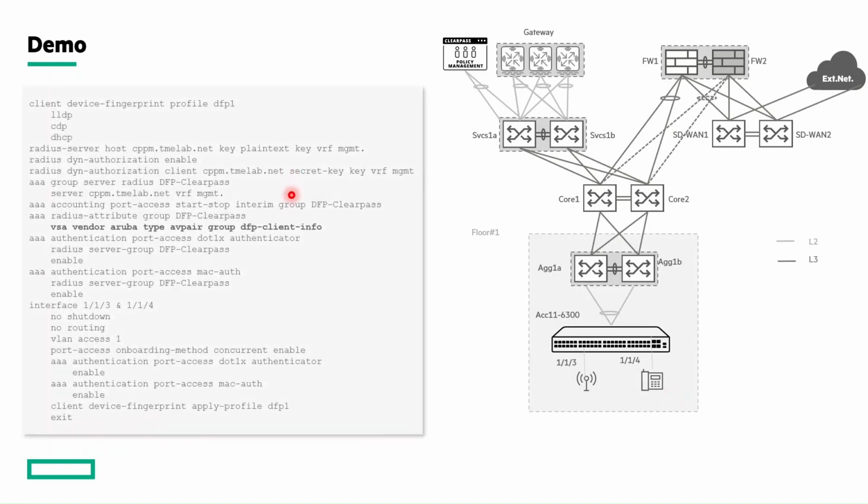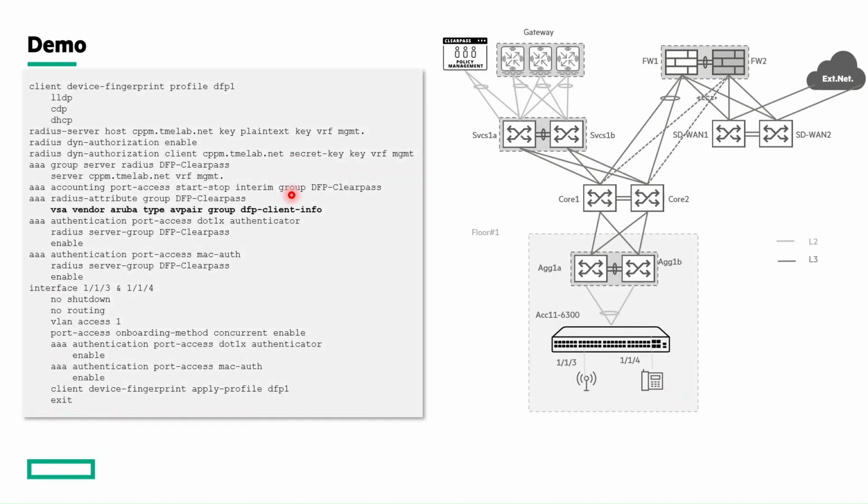So here is the simplified configuration required for this demo. I have created a device fingerprint profile, and this profile will be able to gather the DFP data from LLDP, CDP and DHCP packets. I have created a DDS server and associated that server to a DFP ClearPass group. This group will be used for servicing the .1x and MAC authentication requests, and it has been enabled with the DFP VSA assignment as well.